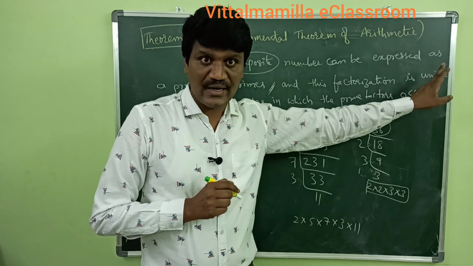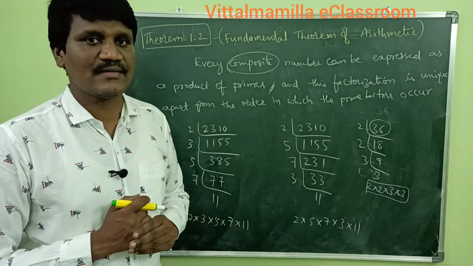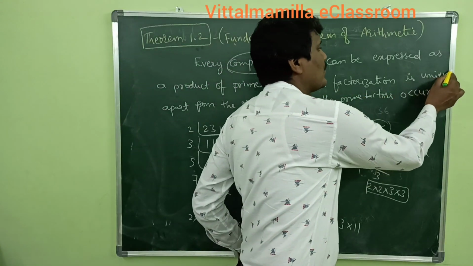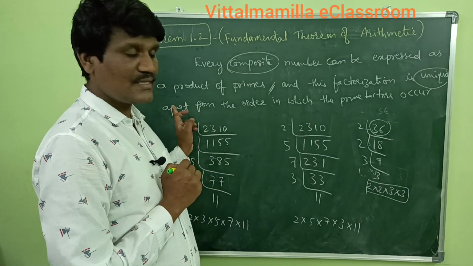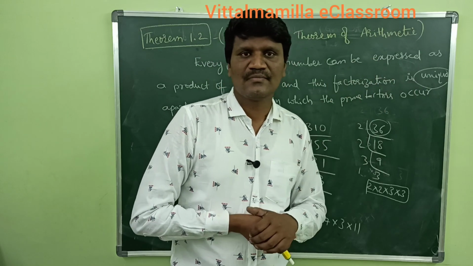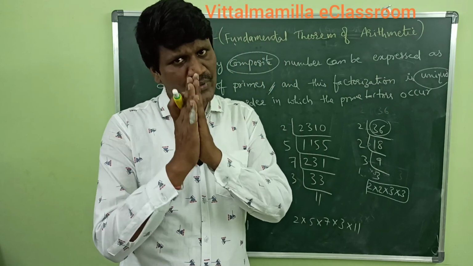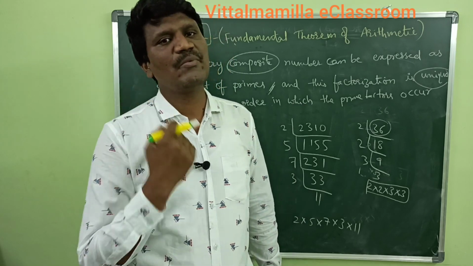That means we can write only one type of factorization. Unique means one and only one, except for the order in which the prime factors occur. That means we can write only one prime factorization, and the only difference may be the order.